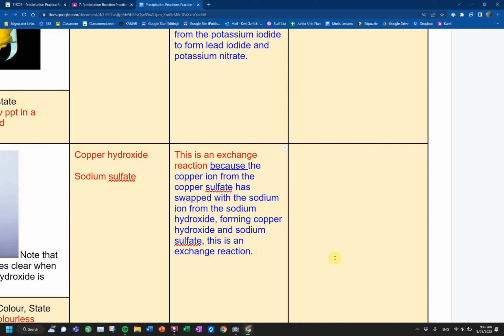So for the merit, we are just defining the why. I'm basically just giving a definition for what an exchange reaction is. And with that definition, I'm being specific and tying it back to the example at hand. Yeah? You need to tie it back to your specific example.